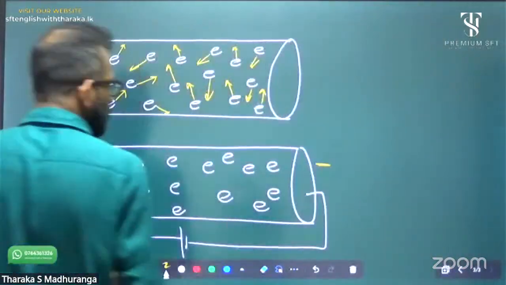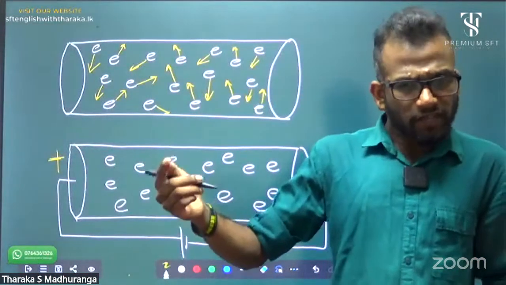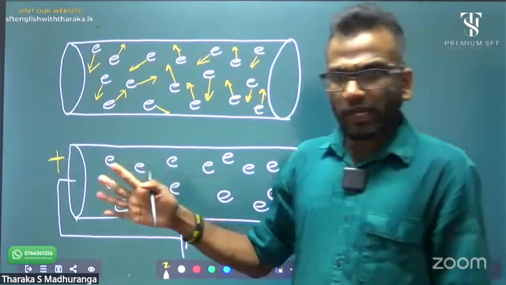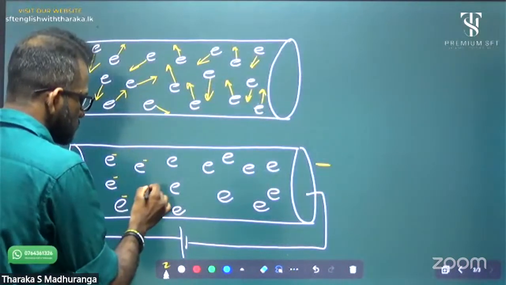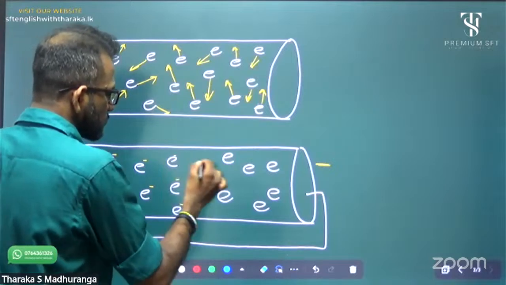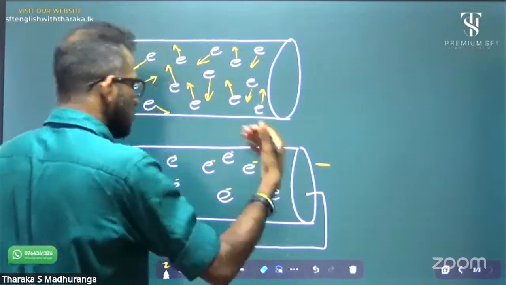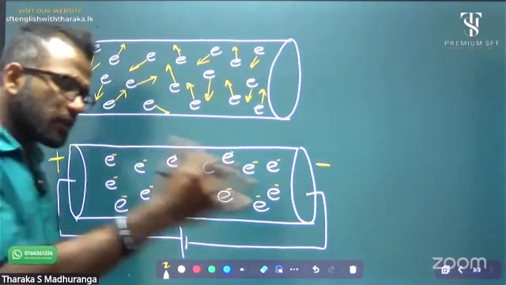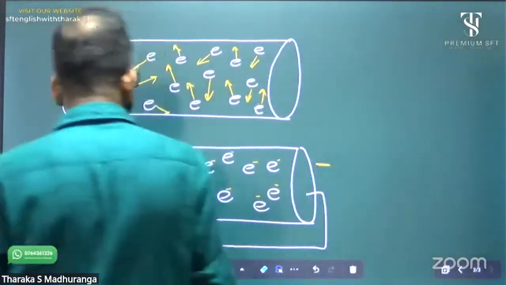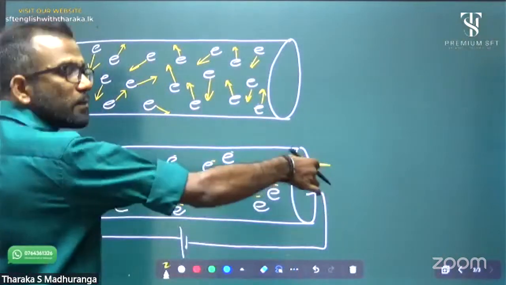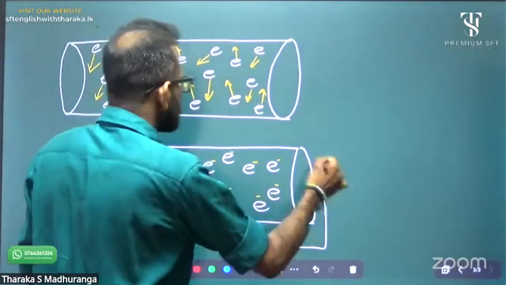Yes, good. That's a very simple thing. What is the charge of electrons? Electrons are negative charge. Free electrons or non-free electrons, whatever, they are negative charge. Now, when I connect a battery or potential difference, this is a negative charge, this is a positive charge.